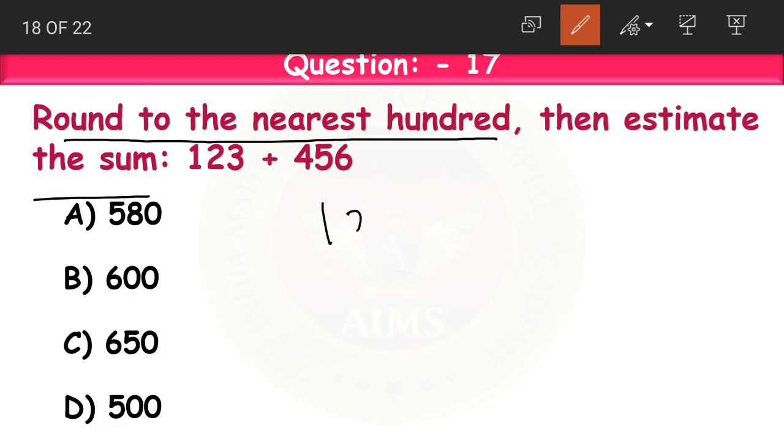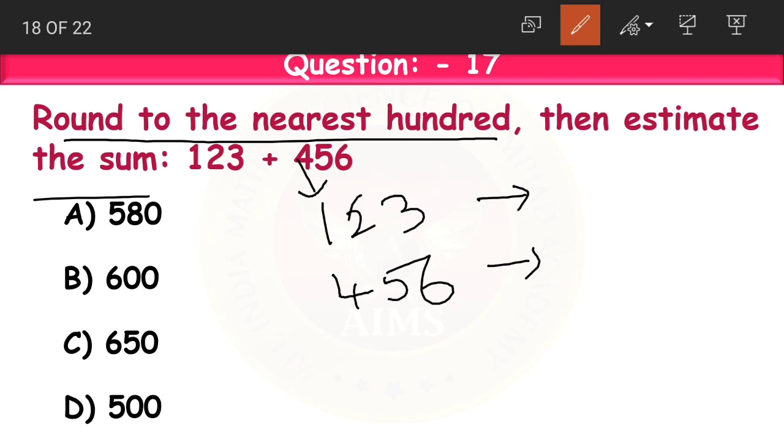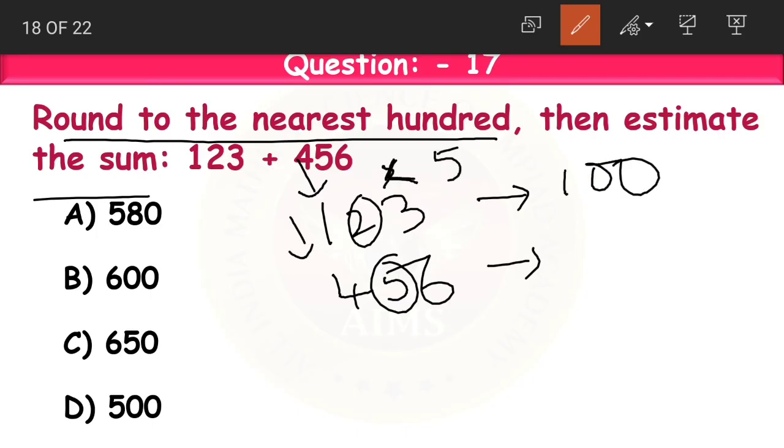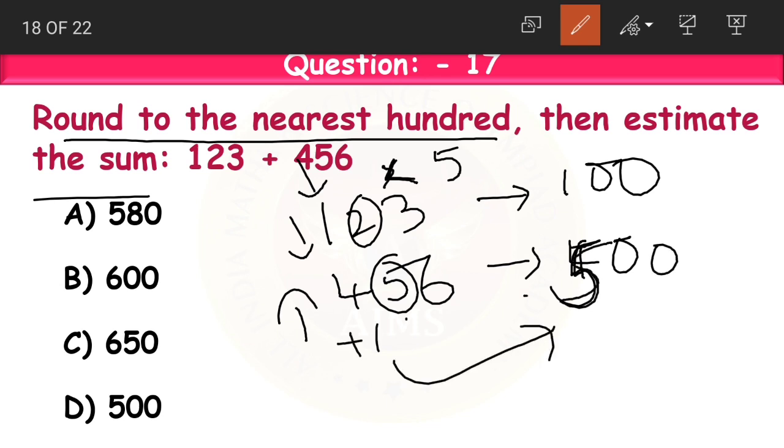Now the numbers are 123 and 456. We should round it off to the hundreds place. So look at the digit in tens place. Now here 2 is less than 5. So we round down, 100. Then 5 is equal to 5, so we round up. 456 becomes 500. 4 plus 1 becomes 5, right? Yeah. So 456 becomes 500.